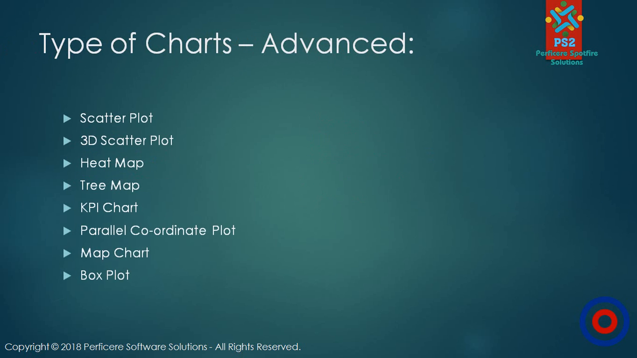In the advanced charts, these are the advanced charts: scatter plot, 3D scatter, heat map, tree map, KPI, parallel coordinate plot, map chart, and box plot. So these are the charts we are going to explain. We are going to give you assignments where you can create these charts. We'll give you hands-on so that you can get hands-on experience with the Tibco Spotfire tool.